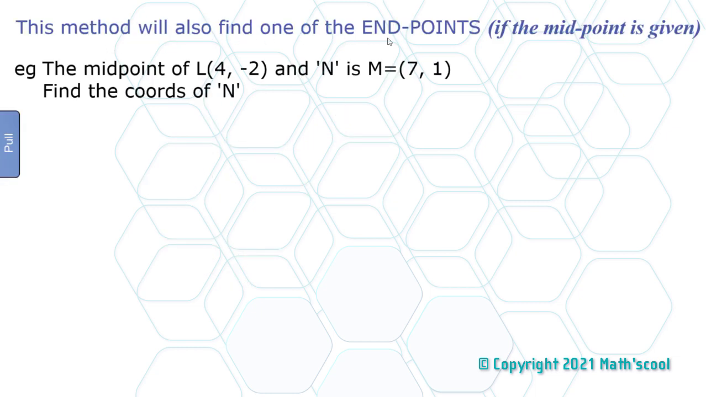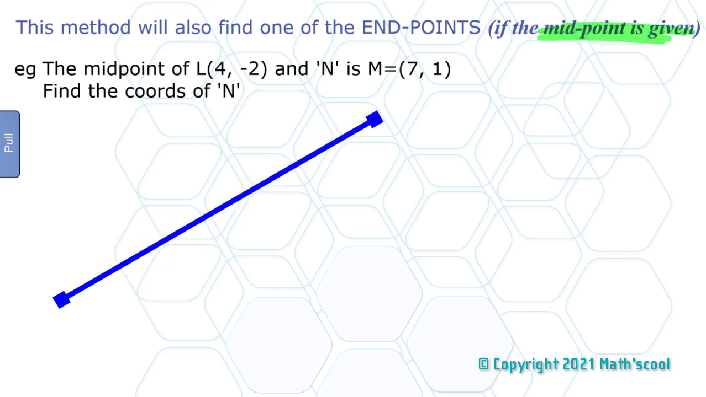The method will work if you know the midpoint and you want to find one of the endpoints. So if they give you the midpoint, we can still use the same method. So that's what's happened in this question. We've got a line, and they've told us one of the endpoints. They've told us L is 4, minus 2. The other one is N, and they haven't told us that. I'm just going to call it x comma y because they haven't told us what the coordinates are. But they do tell us the midpoint is 7 comma 1.